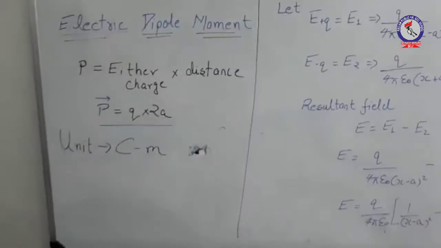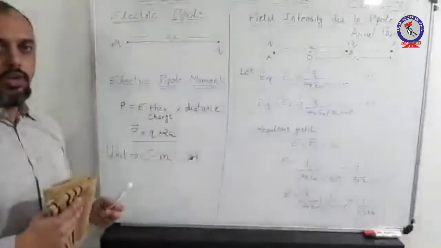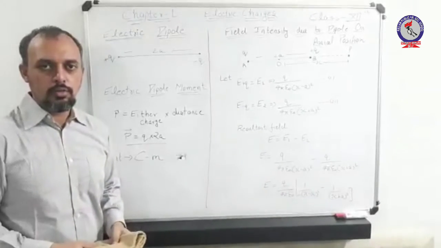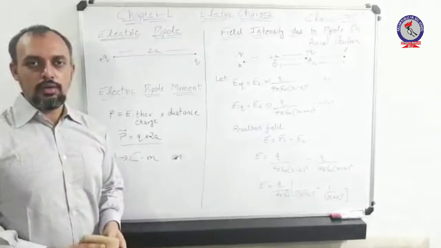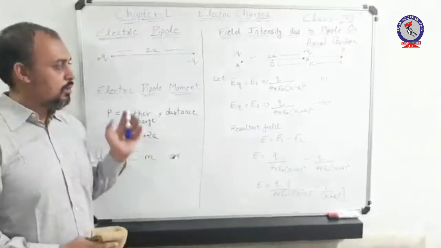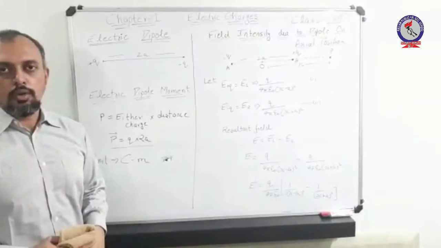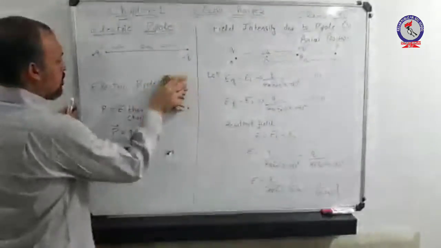Now we are on to an important thing which is to be studied, that is we need to calculate electric field intensity on two different positions of a dipole. First is axial position while another one is equatorial position. In a very small description we will see what actually an equatorial position is and what actually an axial position is.